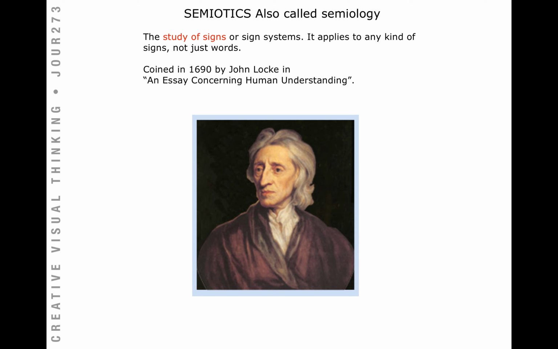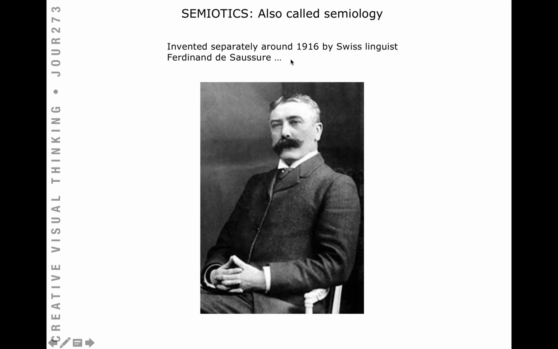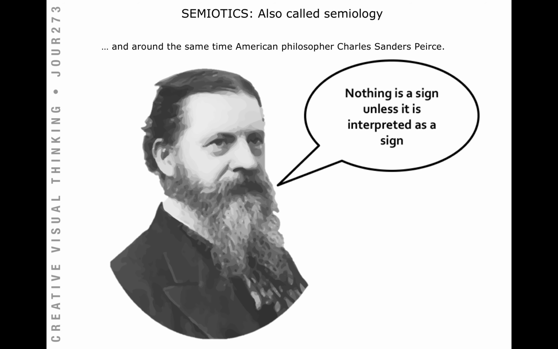It was originally coined in 1690 by John Locke in An Essay Concerning Human Understanding. Later on, it was also invented around 1916 by a Swiss linguist, Ferdinand de Saussure. And then it was also around that same time that American philosopher Charles Sanders Peirce studied this. And we'll get into each individual in the next video.